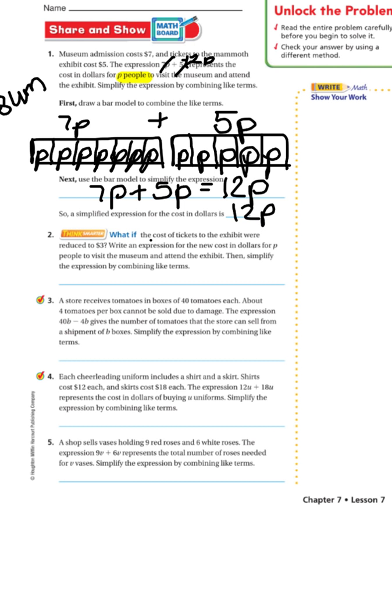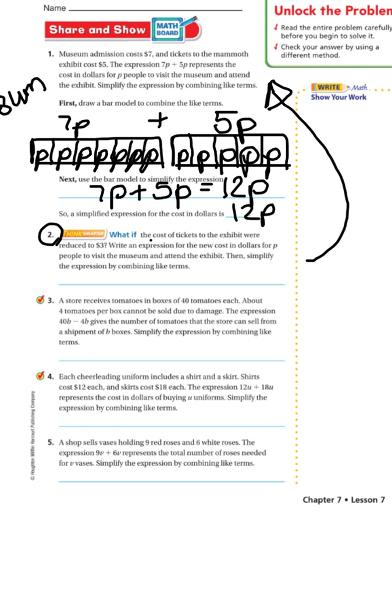Number 2. What if the cost of tickets to the exhibit were reduced to $3? Write an expression for the new cost in dollars for p people to visit the museum and attend the exhibit. Then simplify the expression by combining like terms. Okay, let's refer back up because number 2 here still goes with our original problem. So, what if the cost of tickets to the exhibit were reduced to $3? Write an expression for the new cost in dollars for p people who visit the museum and attend the exhibit.